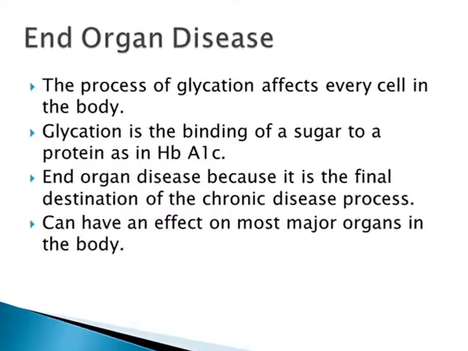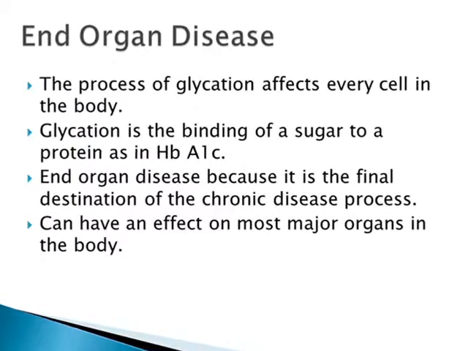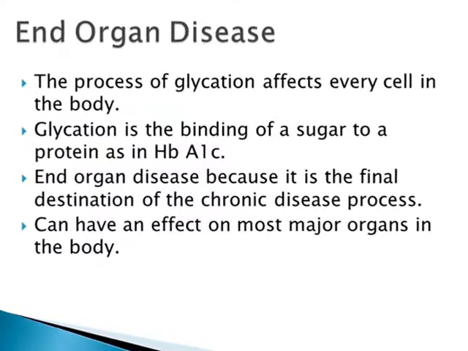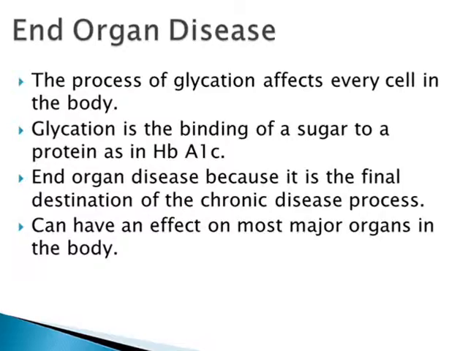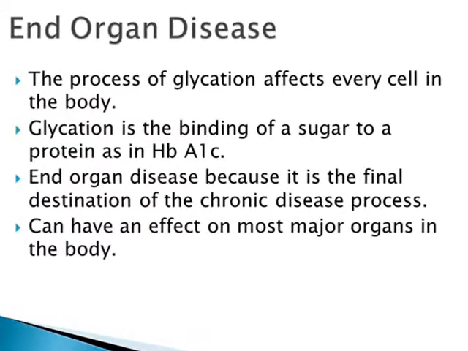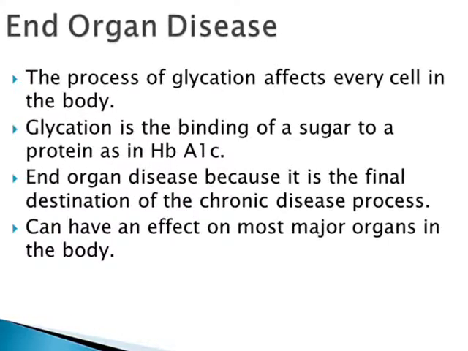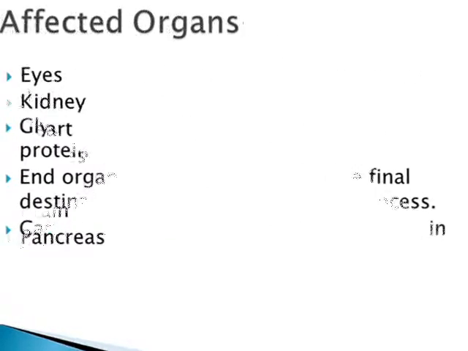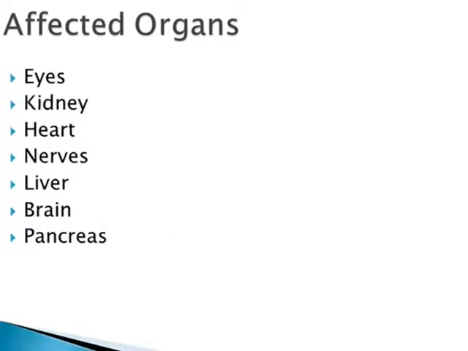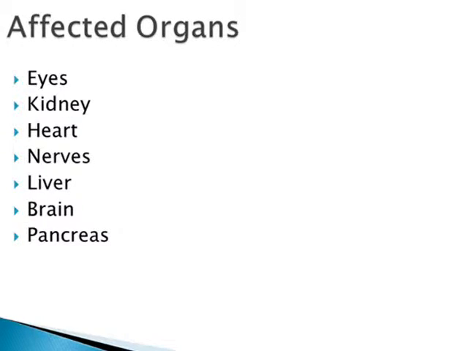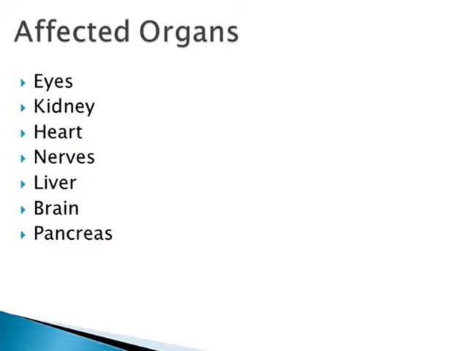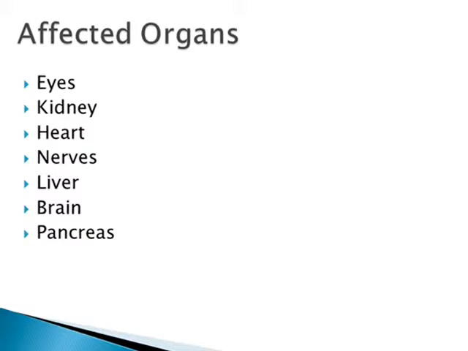The term end organ disease is usually applied to chronic degenerative disease such as diabetes. The end organ disease because it's the final destination of the chronic process, and it can have effect on every major organ in the body. All organs are affected, mostly the eyes, kidney, heart, nerves, liver, brain, and pancreas.